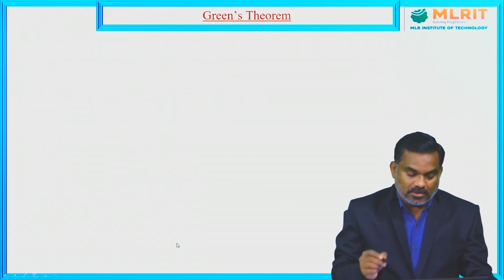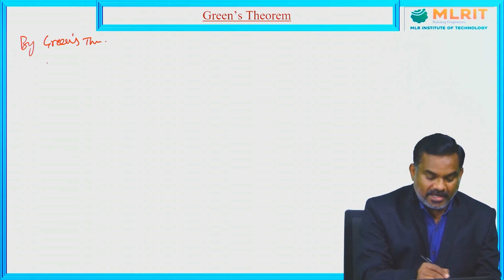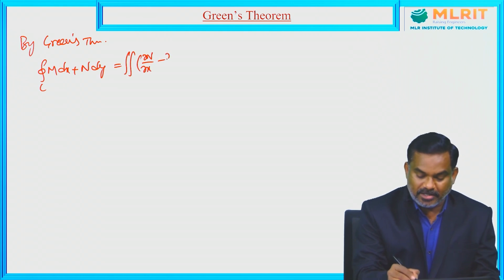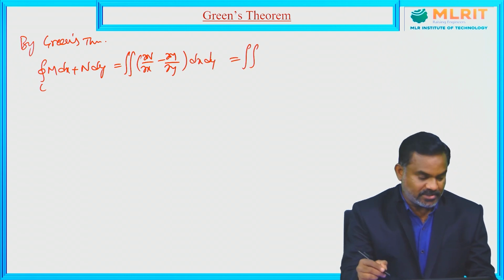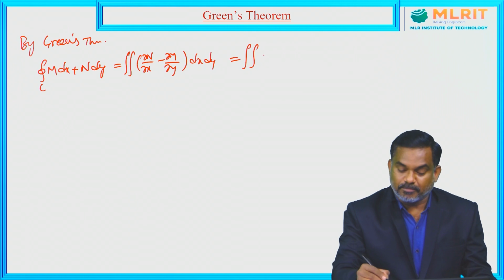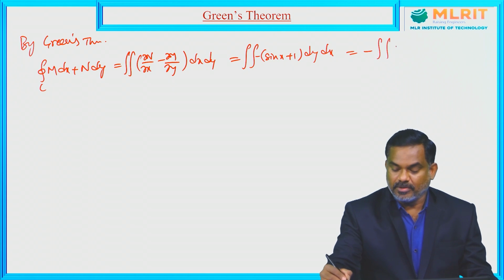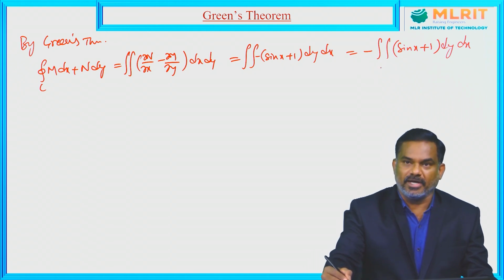Now, by Green's Theorem, the line integral M dx plus N dy is equal to the surface integral of (∂N/∂x minus ∂M/∂y) dx dy. That is equal to the surface integral, with what we have just calculated, of minus (sin x plus 1) dy dx, first with respect to y, then with respect to x. And now we need to find the limits of y and x.